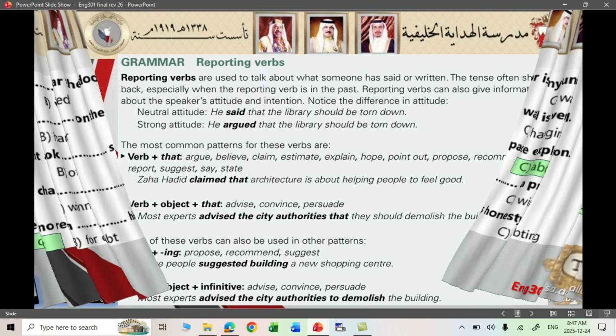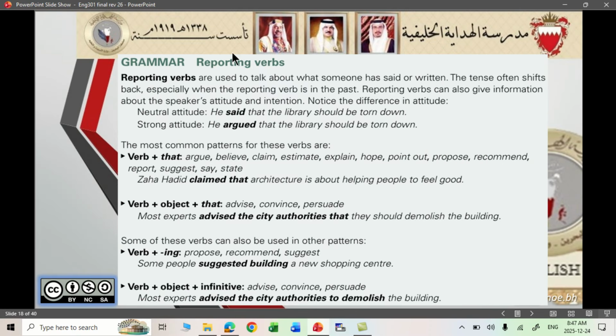Reporting verbs. Here we are talking about the verbs that we use when we are telling somebody about something that somebody else has done or has said. We use words like said, argued, claimed, suggested, and so on. Some of them are followed by that, like this. For example, he said that the library should be torn down, okay? Or he argued that the library should be torn down. You get me? So these are two verbs that are followed by that.